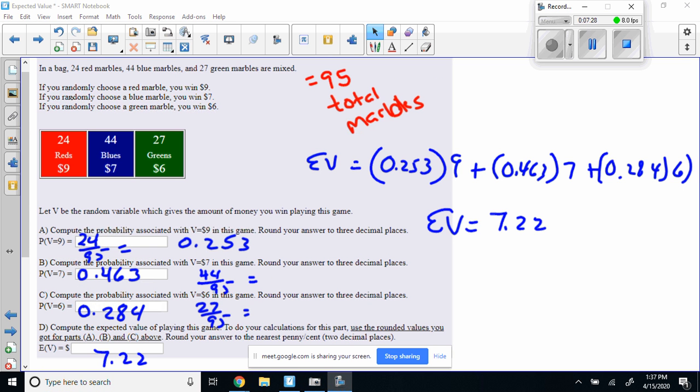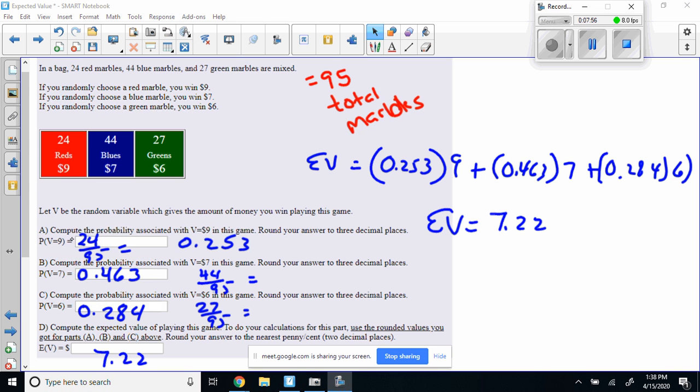So this is number 18. It's just like the ones that say, hey, you've got a marble bag full of blah blah blah. So they list them out, right? 24, 44, 27 for a total of 95 marbles. 24 of them are red, 44 of them are blue, 27 are green. If you hit a red, you get $9. If you hit a blue, you get 7. If you hit a green, you get 6, right?